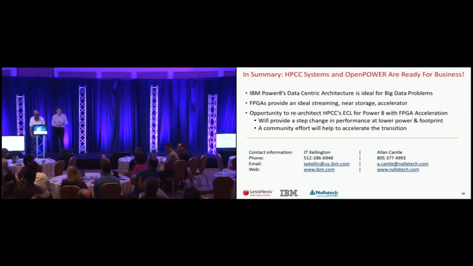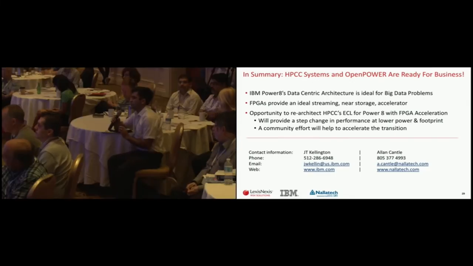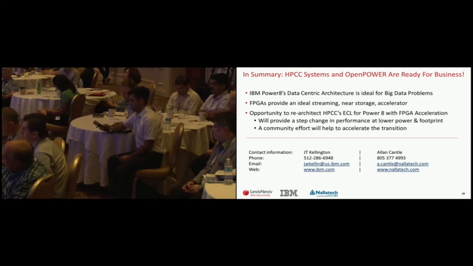How do you compare CAPI with RDMA? Is there a direct comparison that you can make, or maybe just the conceptual one? I would say that I probably shouldn't have used it.